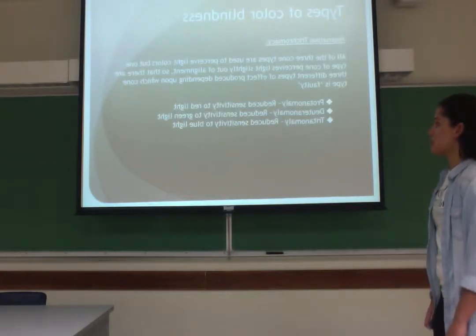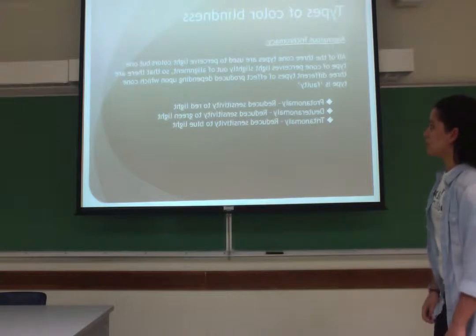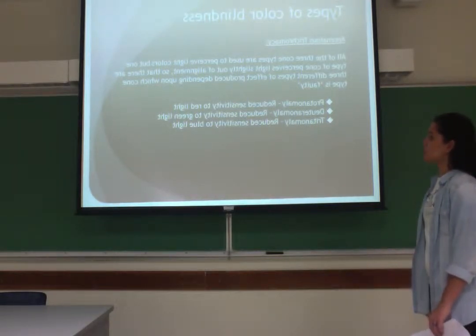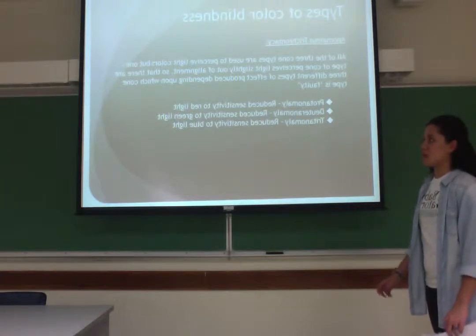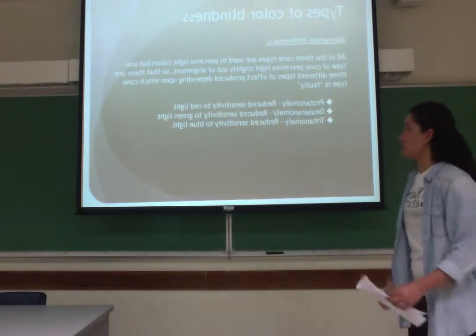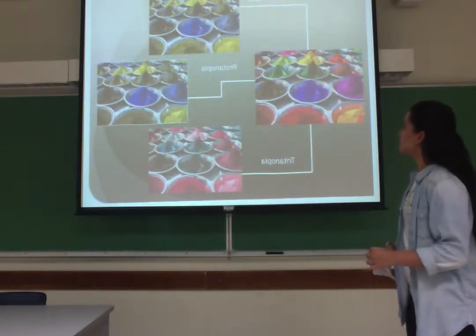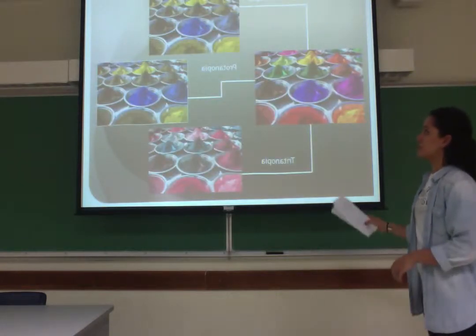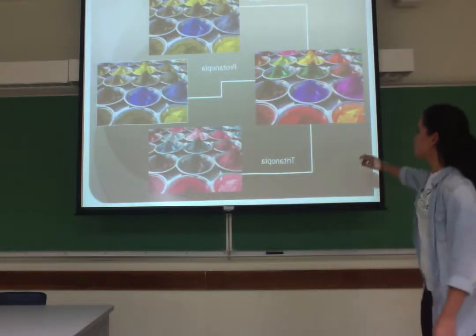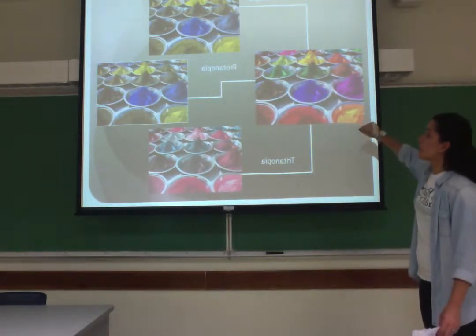There are three different types of color blindness. There's red color blindness, green color blindness, and blue color blindness. And like I said before, every one of those differs depending on which cones you're missing in your retina. And this is just to visualize what different color blindness would look like. This is what normal vision looks like.